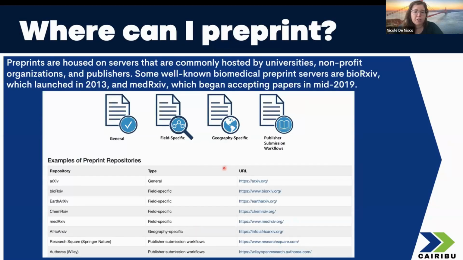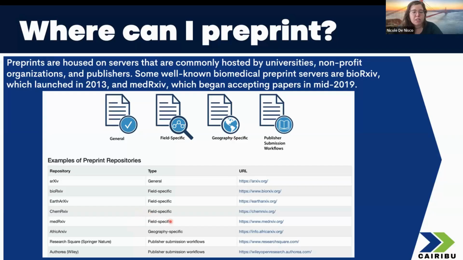And so where can I preprint? There are actually a lot of options now. Back in 2013 is when bioRxiv started, and at that time it was really one of the only preprint servers available. Now there are a bunch more that are very field specific. There's also arXiv, which is a very general repository. bioRxiv is for biology research papers and really non-clinical papers. Then there are all these other field-specific ones like ChemRxiv for more chemistry-focused papers, medRxiv for clinical studies, etc.